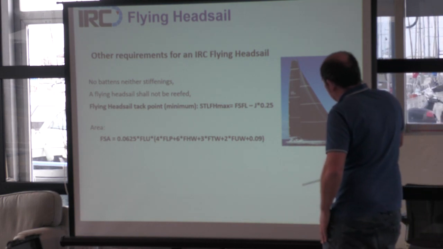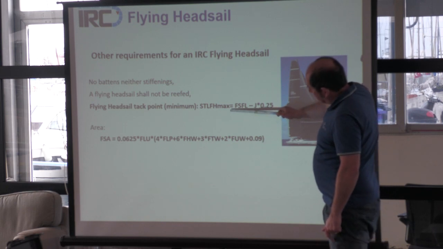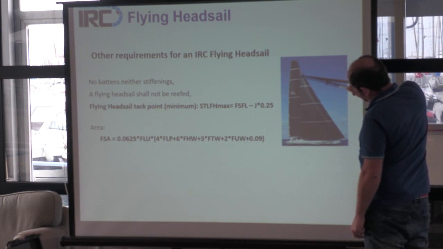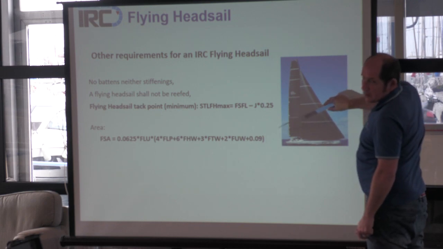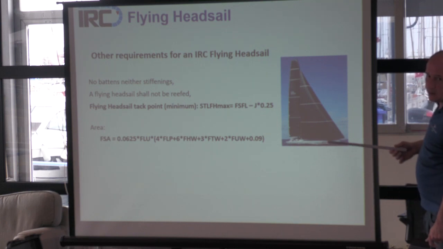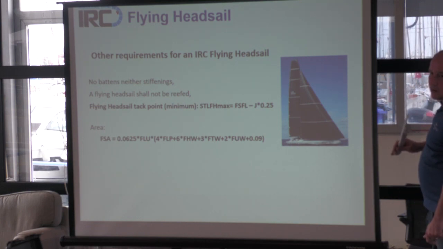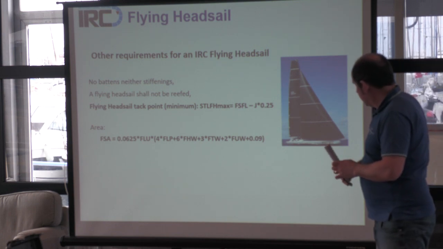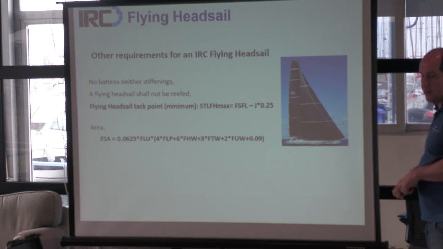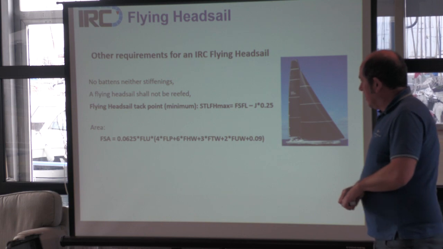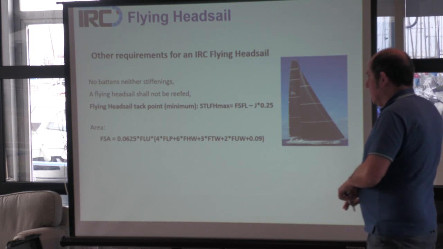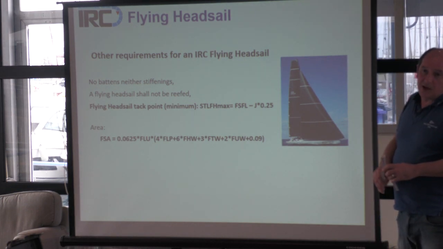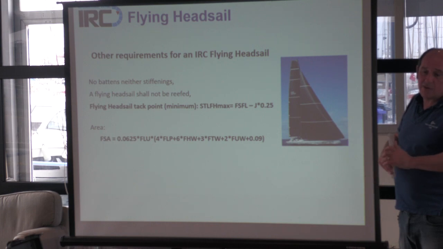And why is this fixed? Because using this formula and calculating this point, we are sure that the reach of the flying head sail will be after the spreaders. That way, the sail is not used windward, or maybe used windward, but only in very light airs. Sorry for the English. And here you have the calculation of the area, flying head sail area, that you may find in the IRC rule, like spinnaker area calculation and like head sail area calculation.